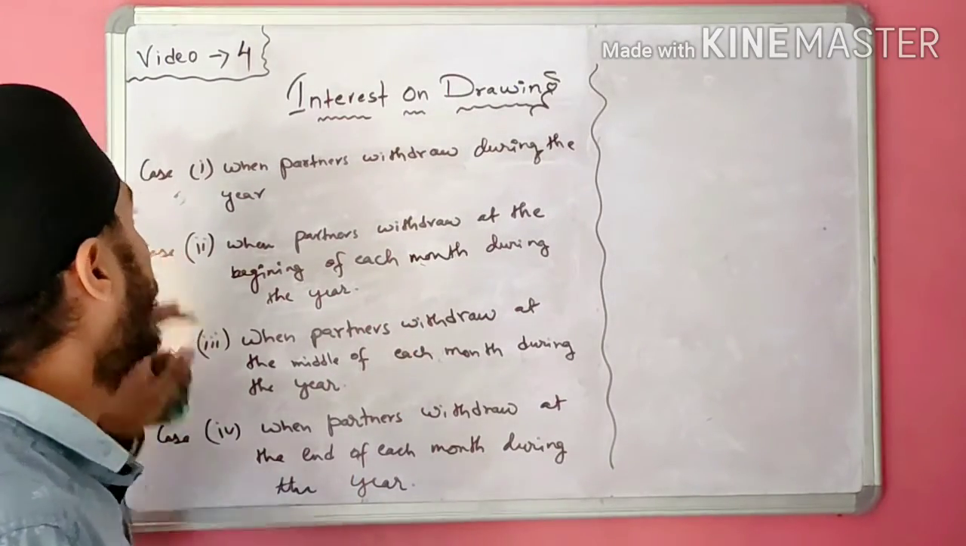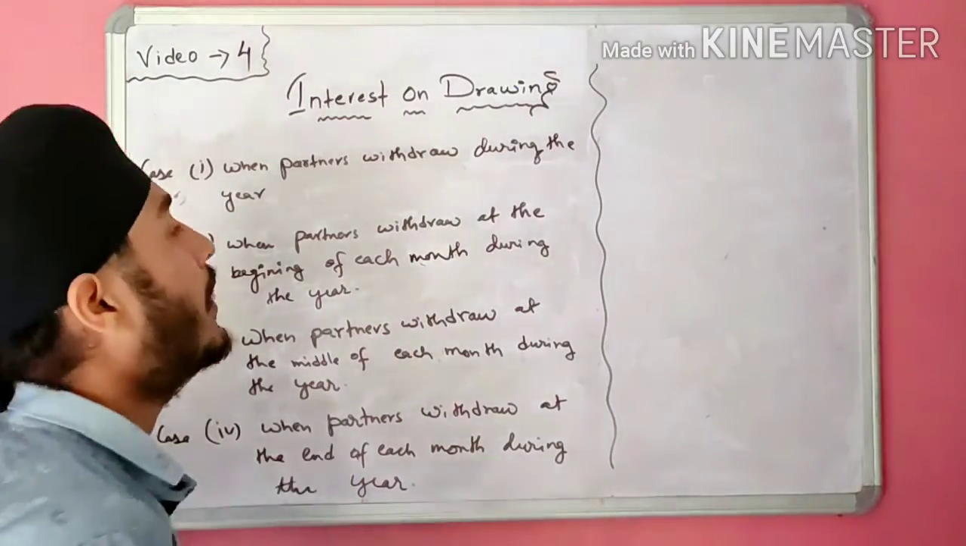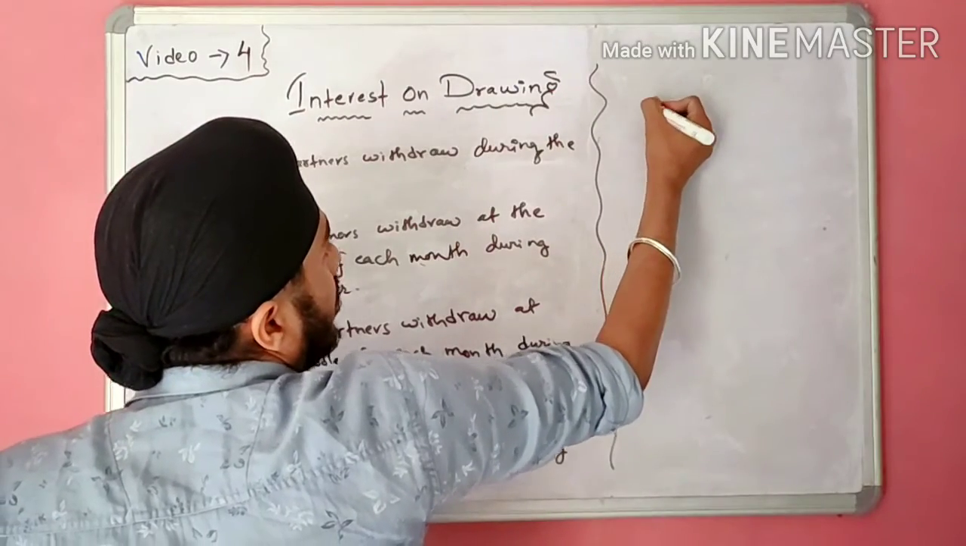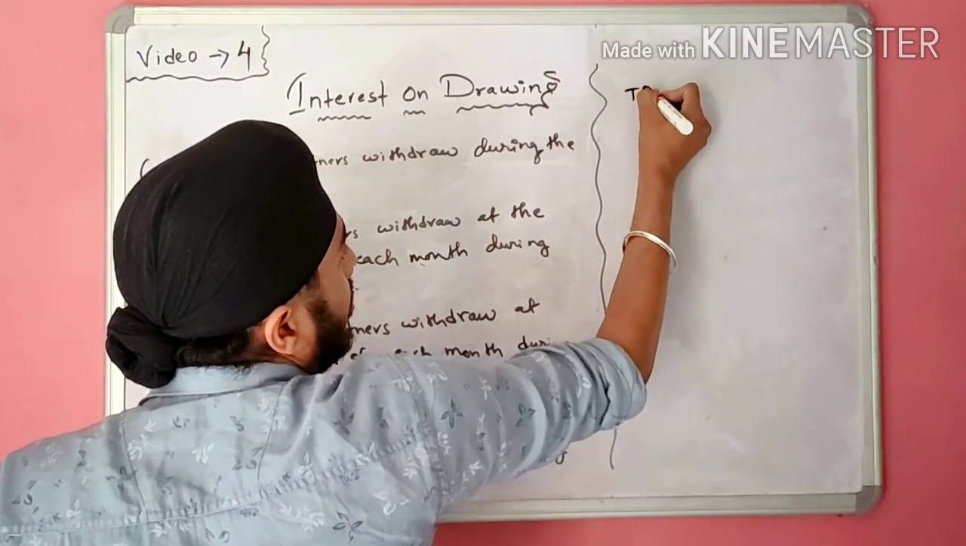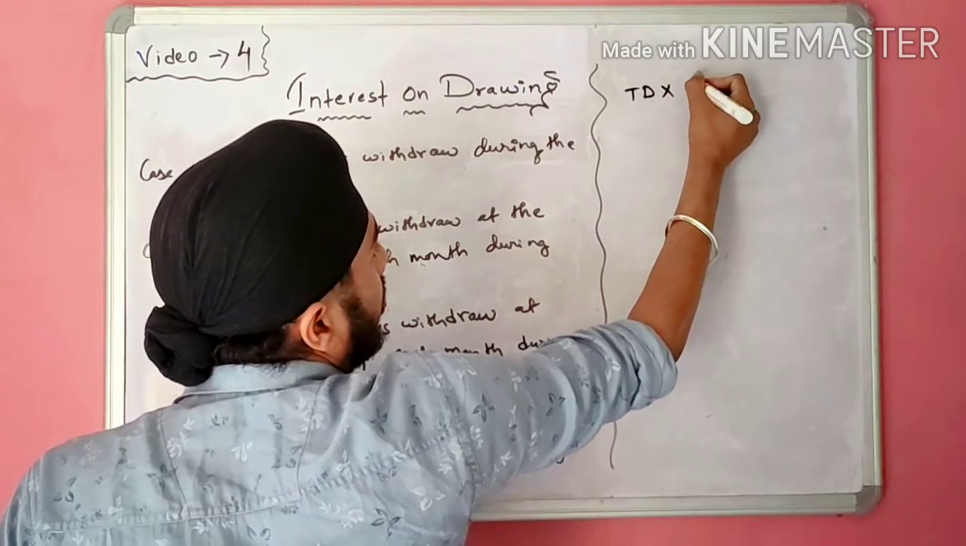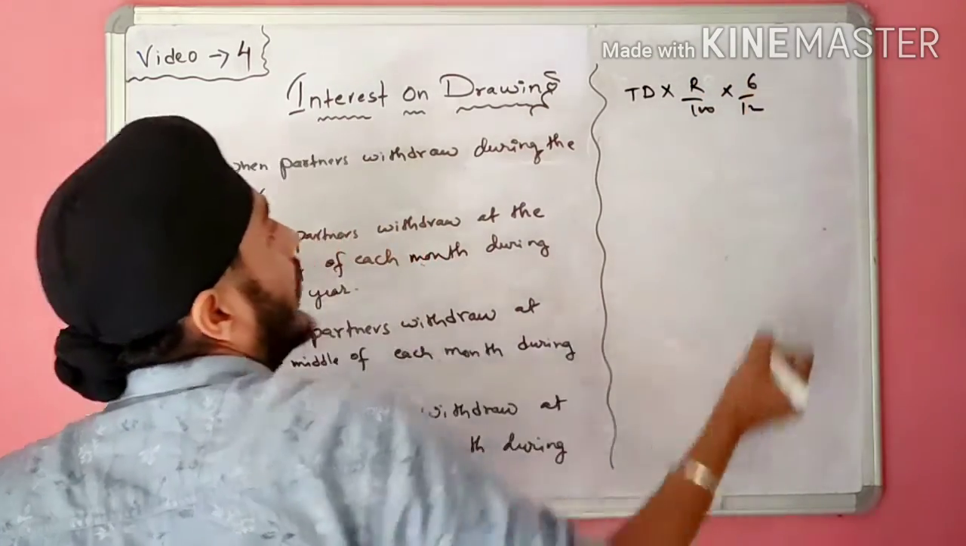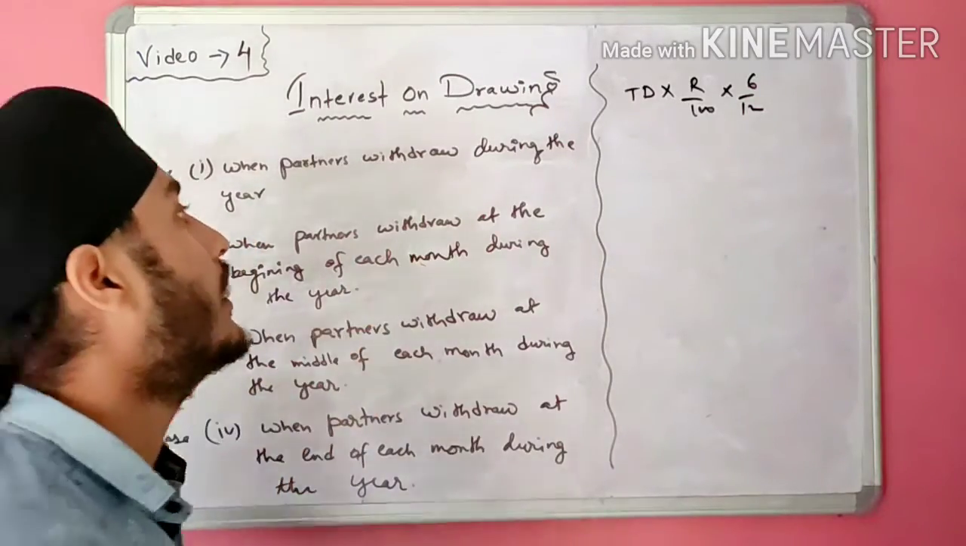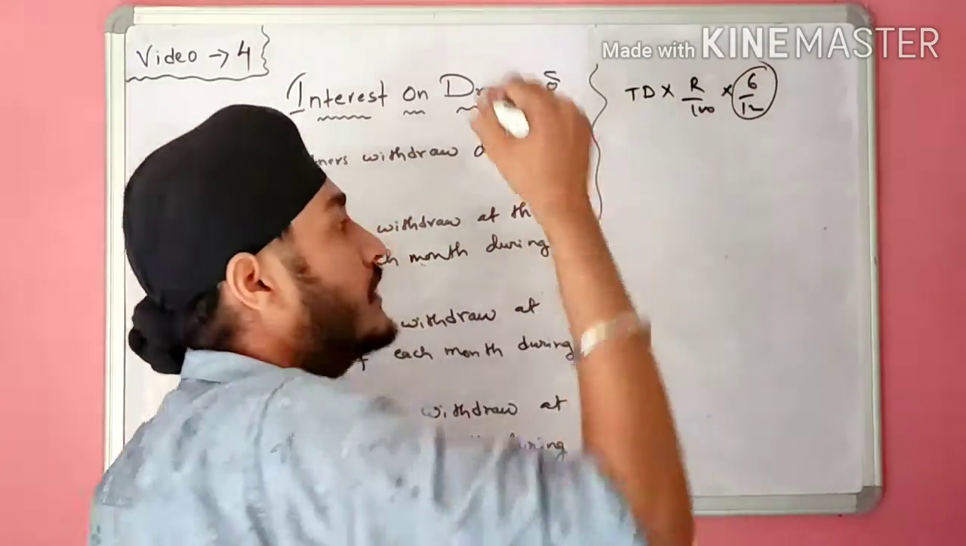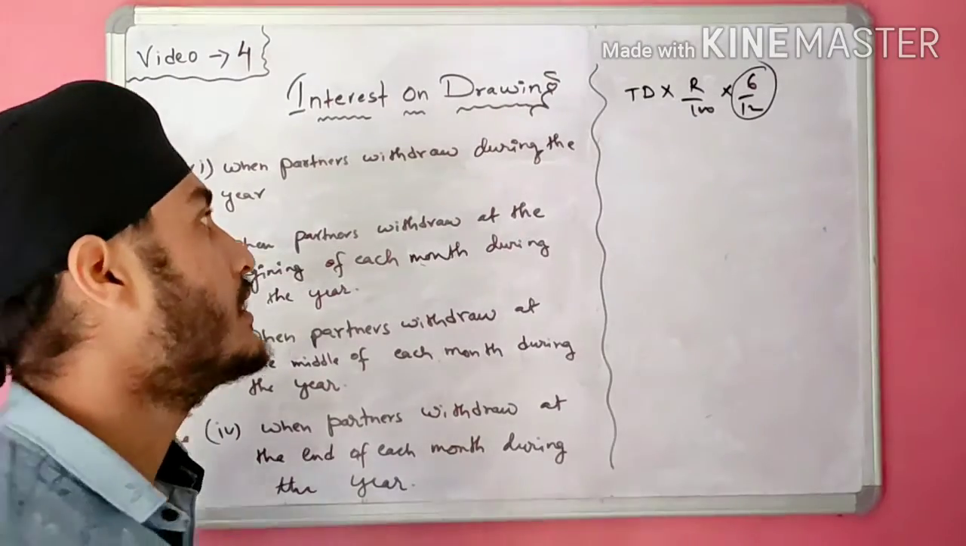The first case is when partners withdraw during the year. When partners withdraw during the year, the formula will be total drawing into rate into 6 by 12. Whenever the partners withdraw during the year, we take the time period to be 6 by 12.